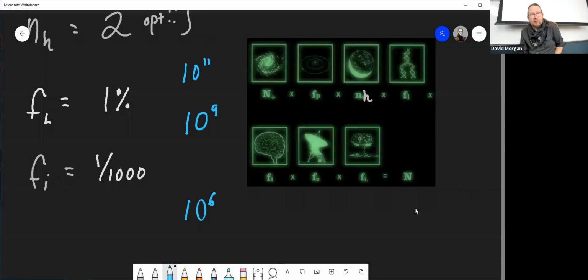That is still a fairly remarkable number. 1 million intelligent beings, intelligent races of beings, on 1 million different worlds in our galaxy, if these estimates are even close to correct.